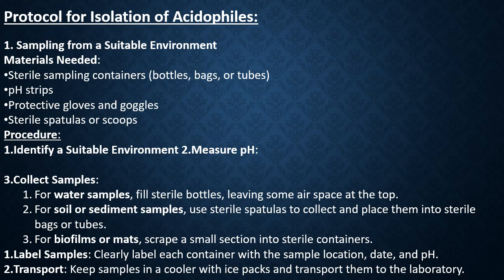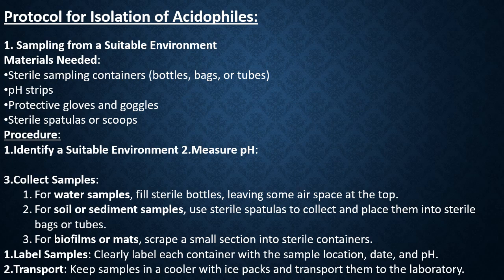Now samples from suitable environments. For that we need sterile sampling containers, and a pH meter or pH strips. pH strips are convenient to carry and use, so I recommend pH strips. You also need protective gloves, goggles, sterile spatula or scoops, and a cooler with ice packs for transport. If the location is far away, you need a cooler with ice packs to transport your sample to your lab.